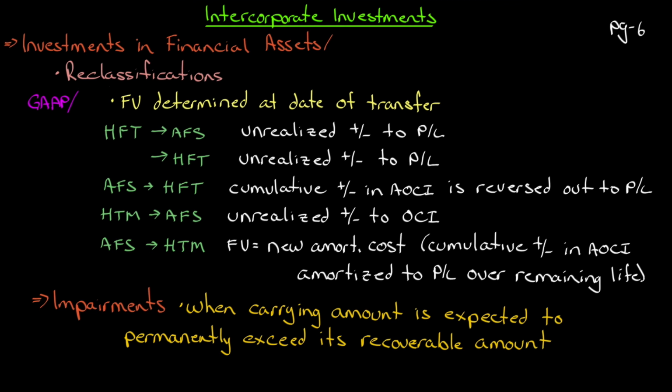If we have an available for sale security and we're reclassifying it as held to maturity, the fair value on the date of the transfer becomes the new cost basis for amortized cost. Any cumulative gains or losses in accumulated other comprehensive income would then be amortized to the P&L over the remaining life.